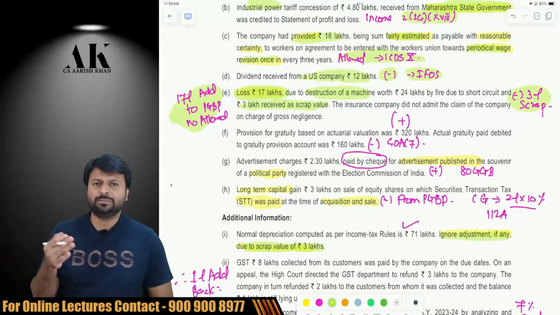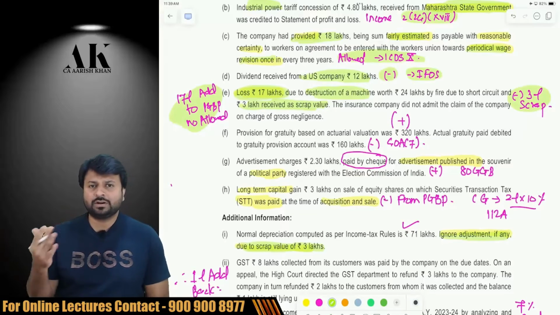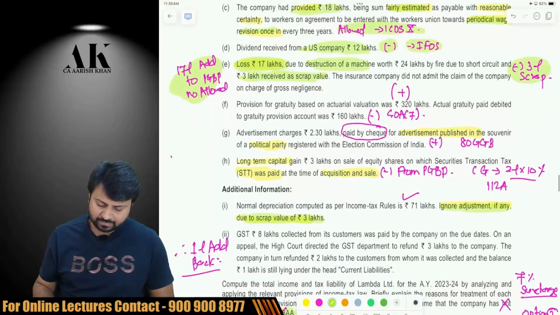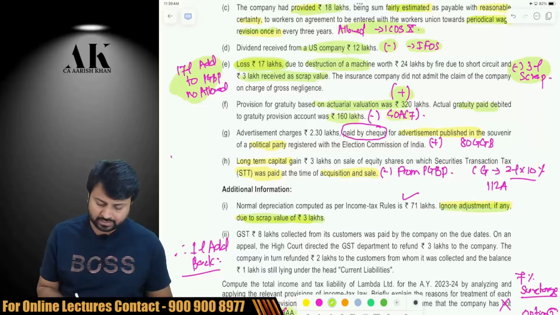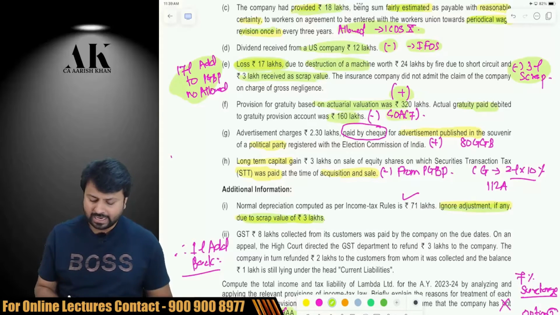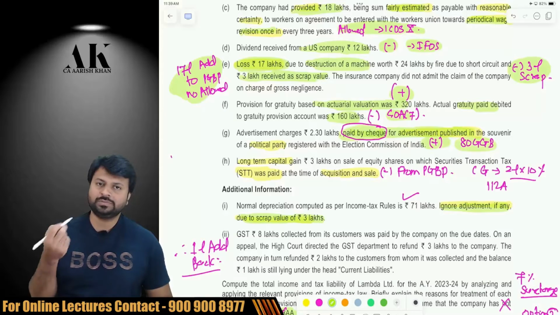Whether what will happen with the impact of that scrap, whether it is taxable or not taxable, we are very silent about that. Okay. Next, provision for gratuity is disallowed under 40A(7), but whatever gratuity you have actually paid, you will get the deduction of that much gratuity. Next, advertisement in a brochure of a political party is disallowed under PGBP, but because it is paid by cheque, you can get the deduction under 80GGB.